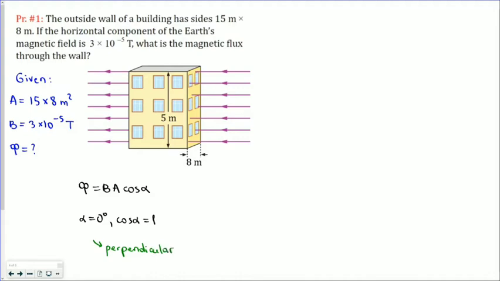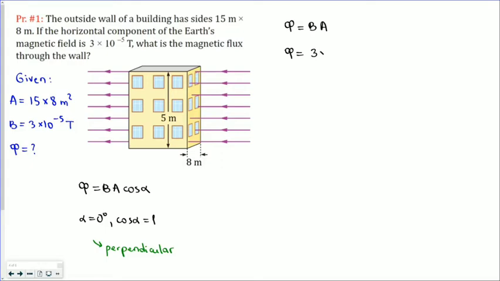And if the plane is perpendicular, then the magnetic flux through the surface will be maximum, and it will be just the magnetic field times the area. And let's use the givens and calculate the flux.